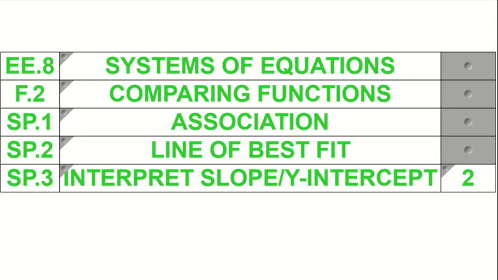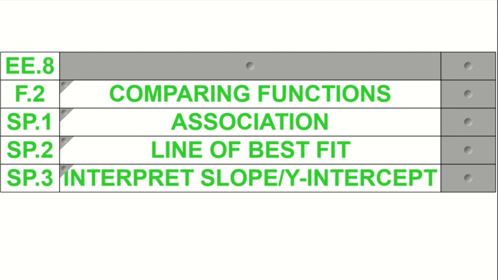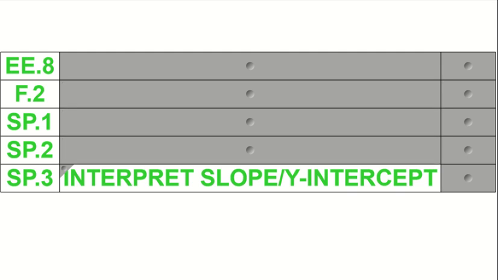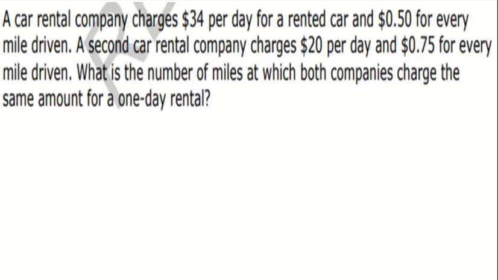Y'all at least kind of remember a little bit what those are, hopefully. All right, so if we look, first thing, we got a car rental company that charges $34 per day for a rented car and 50 cents for every mile driven. A second car rental company charges $20 per day and 75 cents for every mile driven. What is the number of miles at which both companies charge the same amount for a one-day rental? So this is a systems of equations problem.